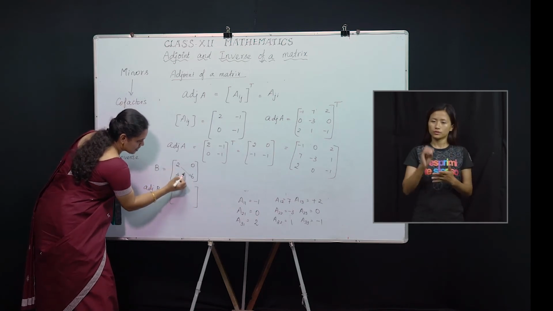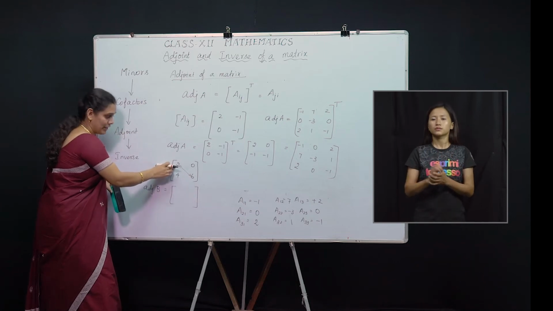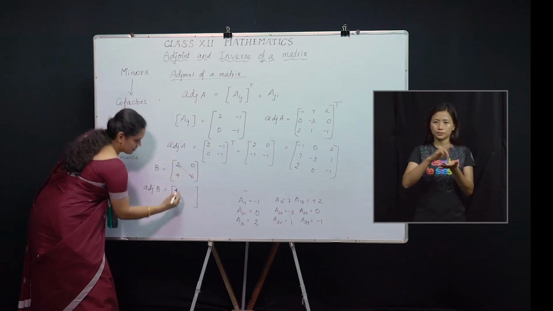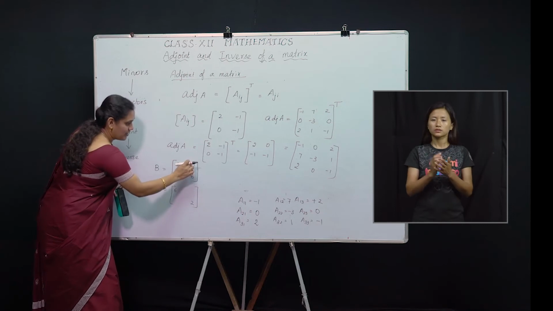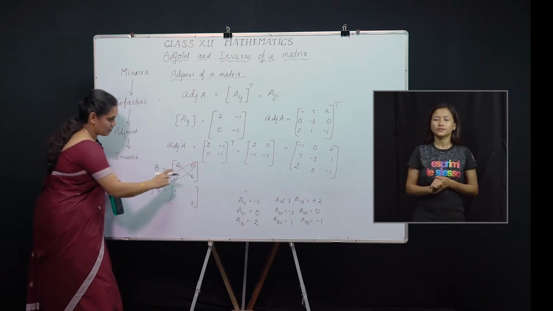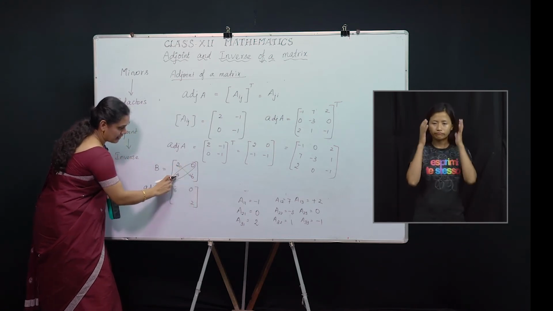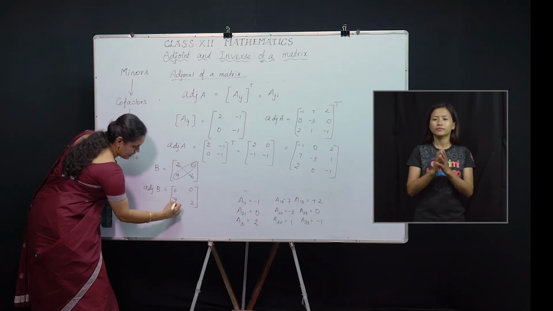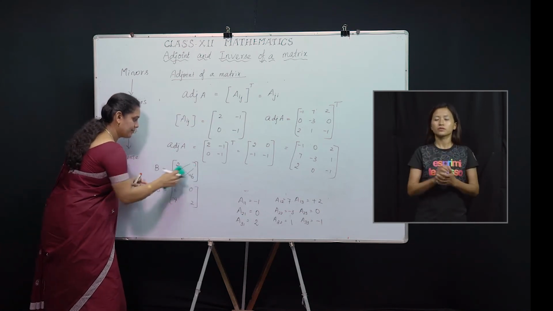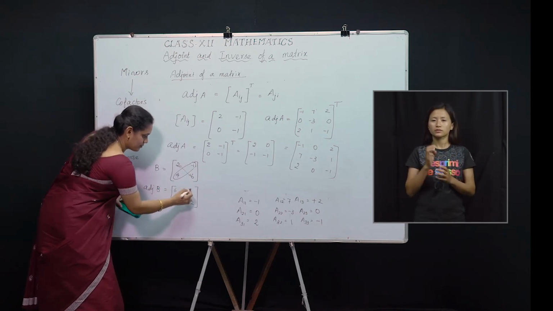See, what do we have to do? We will interchange these two elements. 6 will go to 2's place and 2 will come to 6's place, so it will be 6 2. And you change the sign of these two elements. Here it is 0, so no need to worry about the sign, and here +4, so it will be -4. If it is 1 here, for example, or -1, then it will be +1.